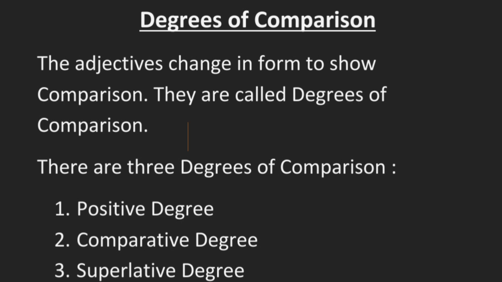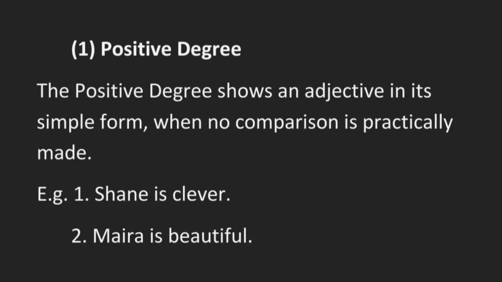There are three degrees of comparison, that is positive degree, comparative degree, and superlative degree. So now we'll understand what are these three degrees. Firstly, we'll see the positive degree. The positive degree shows an adjective in its simple form when no comparison is practically made. Right? Means we don't need to make any kind of comparison between any of the things. Right? So that is called the positive degree. For example, Shane is clever, Myra is beautiful. In these two sentences, clever and beautiful, both these words are positive degree, right?